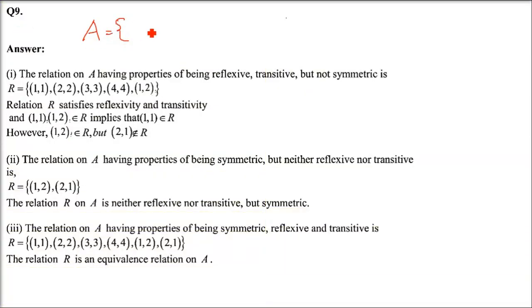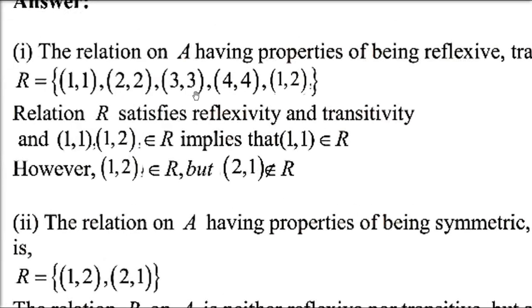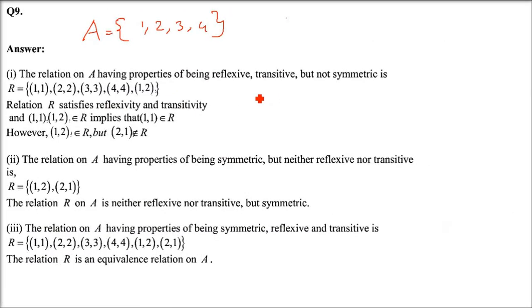Question number 9 now. A is equal to {1, 2, 3, 4}. Define relations on A which have properties of being... Okay. So you see here, we have made (1,1), (2,2), (3,3), (4,4), (1,2). So (1,1), (2,2), (3,3), (4,4), reflexive it is.